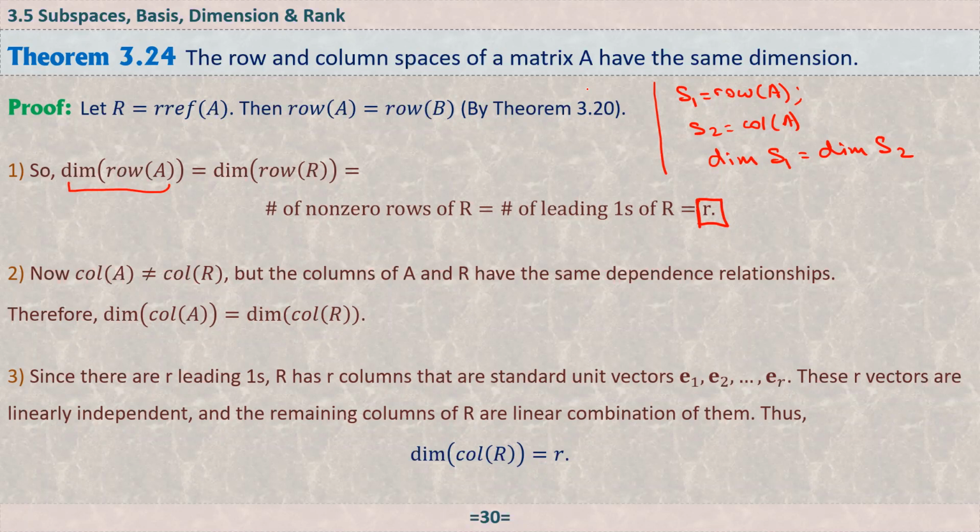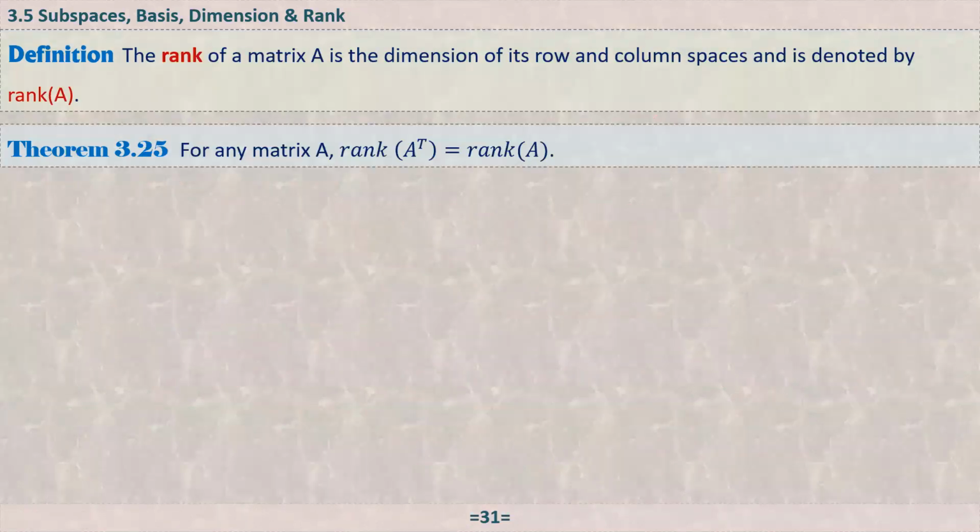Okay, since it is so, now we can give a special name to this. The rank of a matrix A is the dimension of its row and/or column spaces, and is denoted by rank of A. So what is the rank of A? The rank of A is just the dimension of the column space of A or the dimension of the row space of A. Since they give the same number, now we are just attaching a special name to this. That is the rank of A.